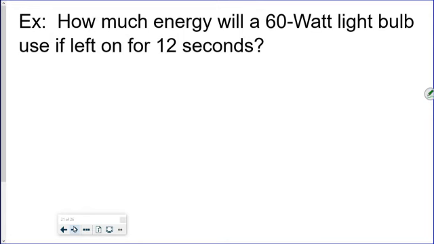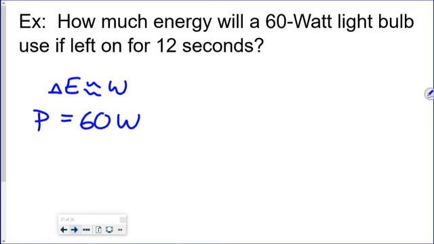So here we're going to go backwards. How much energy will a 60-watt light bulb use if left on for 12 seconds? Well, we're trying to find out how much energy. So we're looking for a change in energy, which is kind of like work, right? And we're given 60 watts. Oh, well, that's the power. And we know the time that's going to go by is 12 seconds. So I bet they just want us to multiply here, right?